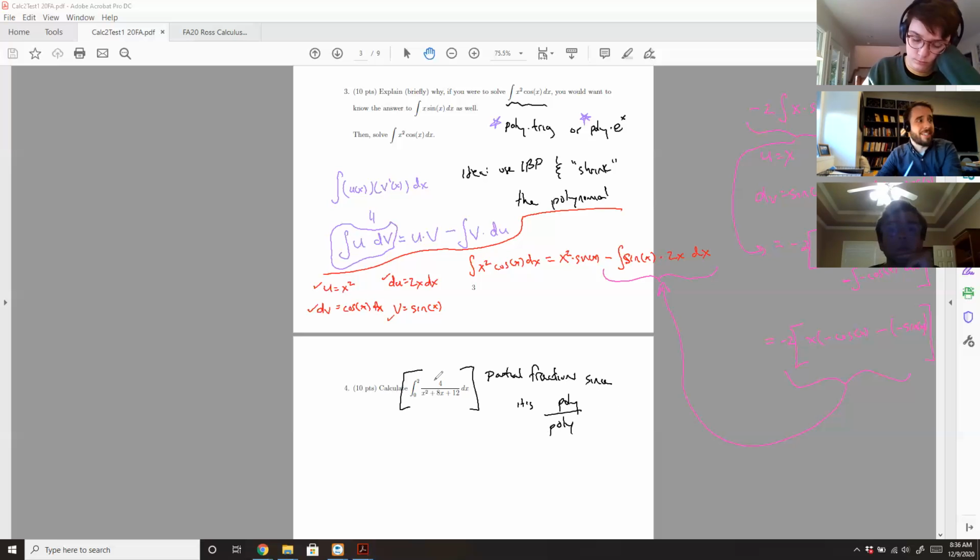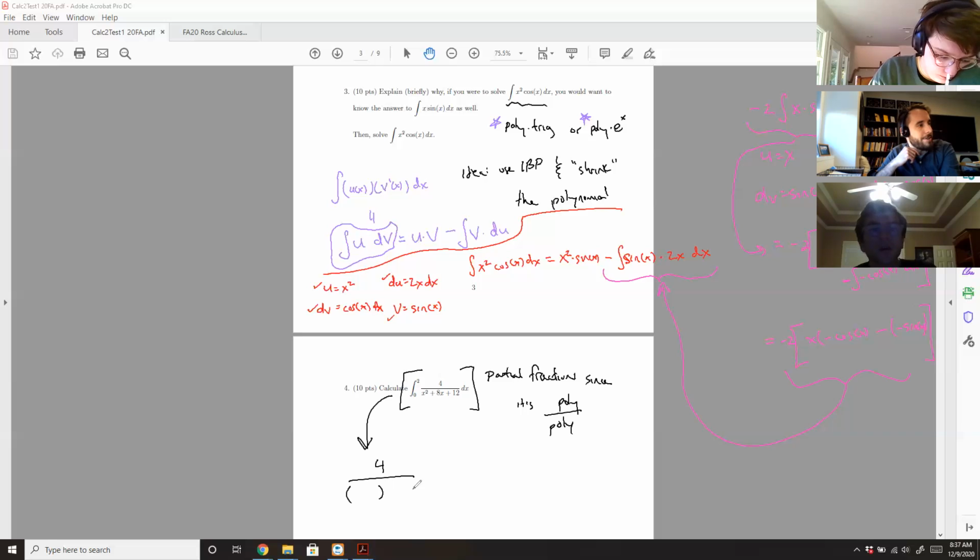As far as the explicit calculation of this goes, to briefly remind you how partial fractions work, our goal in partial fractions is to rewrite the denominator as a product. So let's rewrite that denominator. Instead of x squared plus 8x plus 12, we can factor it. And what is that going to be? That's going to be x plus 6 times x plus 2.